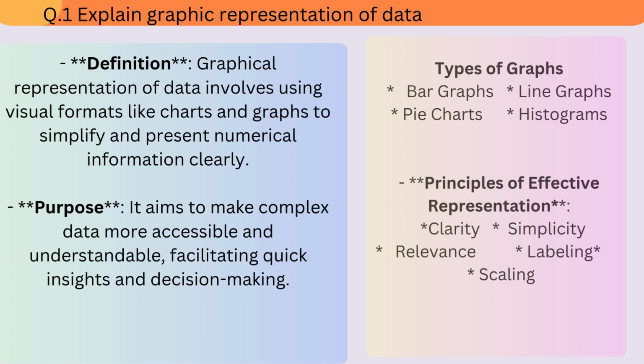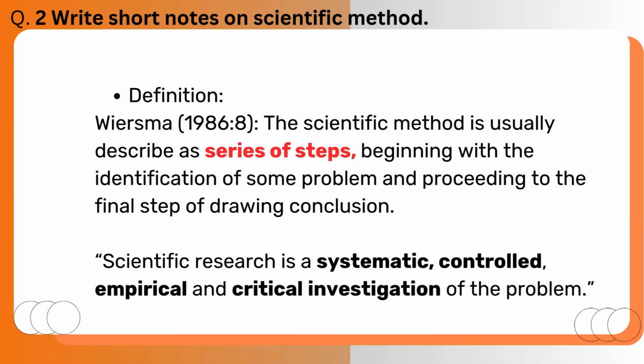So let's see the next question. Write short note on scientific method. One famous definition is by Versma. According to him, the scientific method is usually described as a series of steps beginning with the identification of some problems and proceeding to the final steps of drawing conclusions. In short, it follows a step-by-step plan to solve a problem.